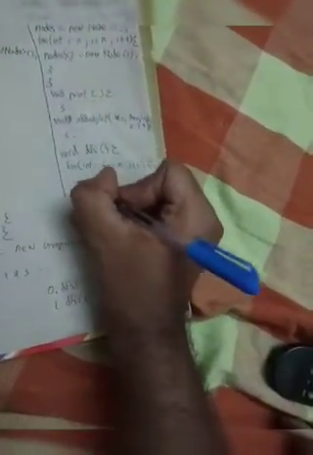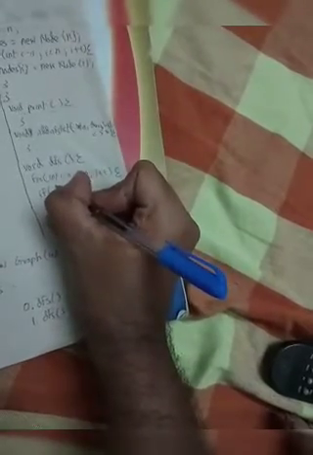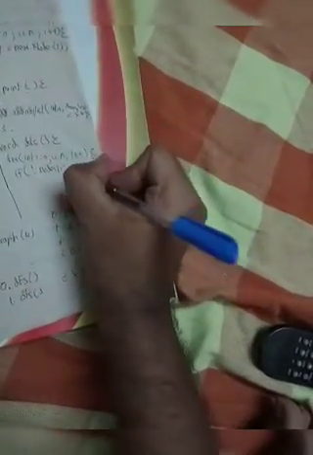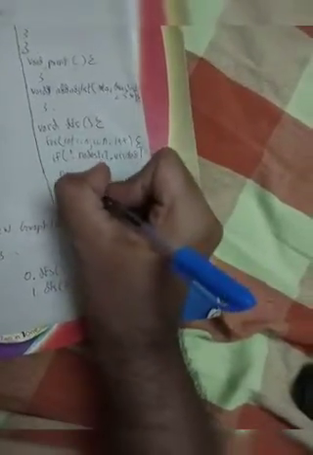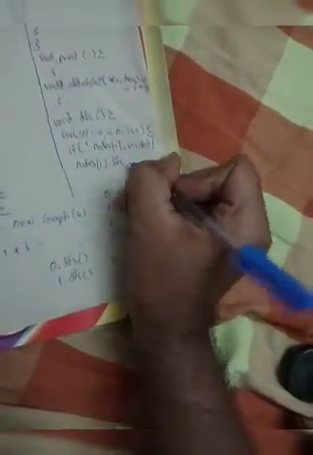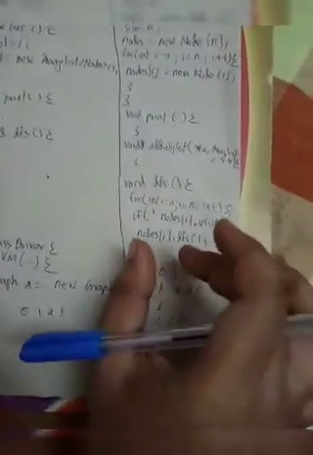So if not nodes of i dot visited, it means that if the node is not visited, then go to the node class and check for a method called DFS and do what it does. Whatever that method does, you do it.